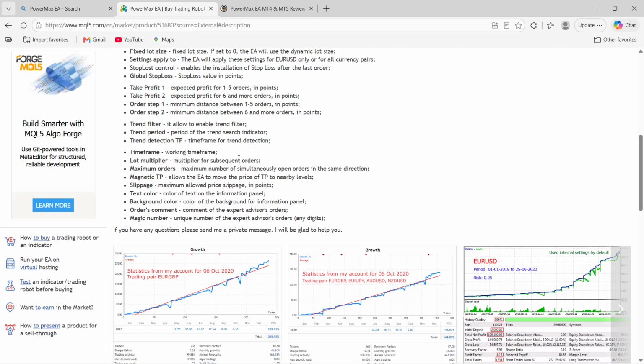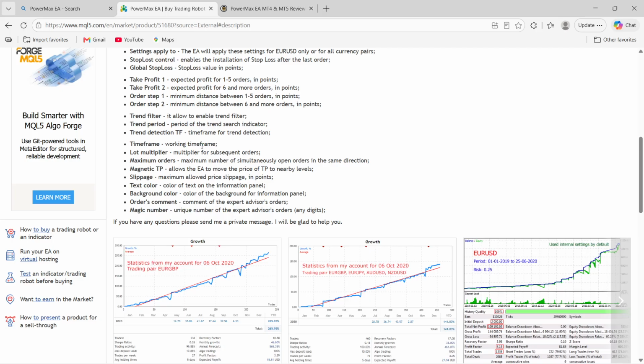They highlight a deposit protection feature. Basically, after the last order opens, it can slap on a global stop loss to cap the damage. There's also this magnetic TP, which you have over here, a function that looks for nearby support or resistance levels close to your take profit and nudges the TP there to supposedly boost the chance it gets hit. It has an optional trend filter with its own period and detection time frame, so it can try to bias entries or adds towards the trend.